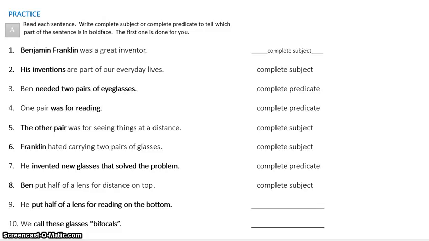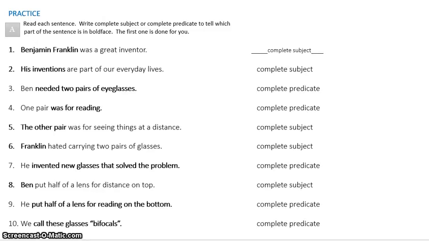Number 9, he put half of a lens for reading on the bottom. Put half of a lens for reading on the bottom is in dark print. It's the doing part of the sentence, so you should have written complete predicate. All right, last one. We call these glasses bifocals. Call these glasses bifocals is in dark print. It's the doing part of the sentence, so you should have written complete predicate.